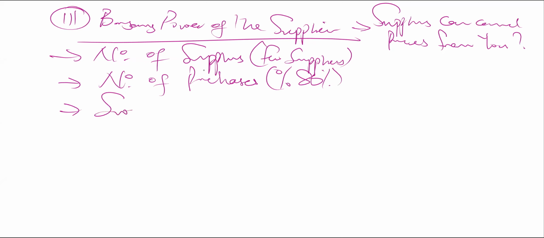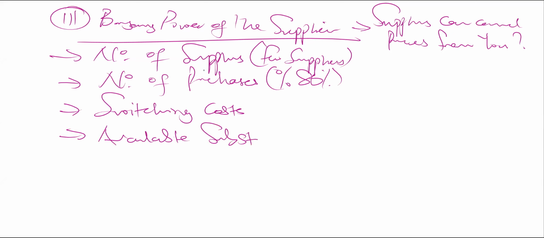Also you look at switching costs. If you find it easy to switch from that supplier without incurring huge costs, then it's a plus for you, meaning the supplier has low power. Also, availability of substitutes as well. If you can easily substitute the supplier's raw material for another one, then you can easily switch, right? So the same factors that were there for the customer, now you are the customer. So you are looking at it from the point of the supplier, right? That's the bargaining power of the supplier.